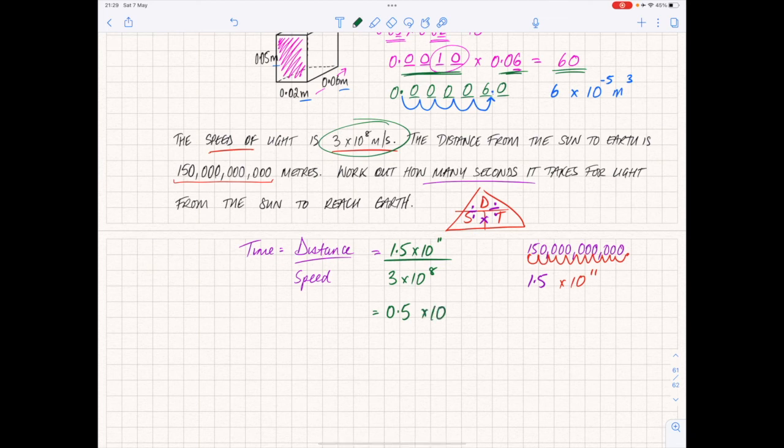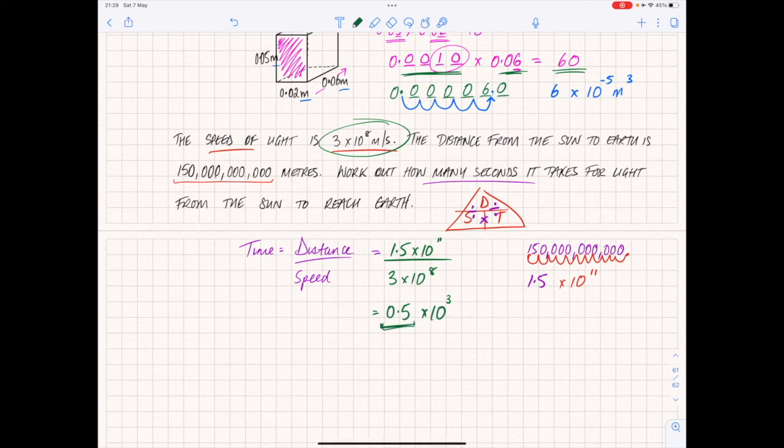I know it has to be times 10. And remember what we did previously at the top. What happens if I'm dividing with indices? Well, I subtract, so I'm doing 11 minus 8, which is 3. So it's 0.5 times 10 to the power of 3, which would pick me up a mark in an exam, but there's something wrong with this.